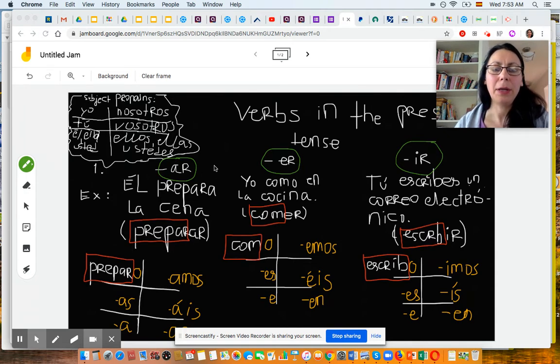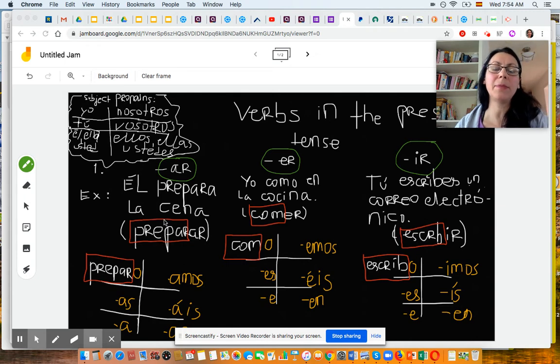There are three types of verbs in the Spanish language that are very often regular. Those are AR verbs, ER verbs, and IR verbs. Here are some examples. AR verbs such as preparar la cena, to prepare the dinner. Él prepara la cena. So how do you conjugate this verb in the present tense?